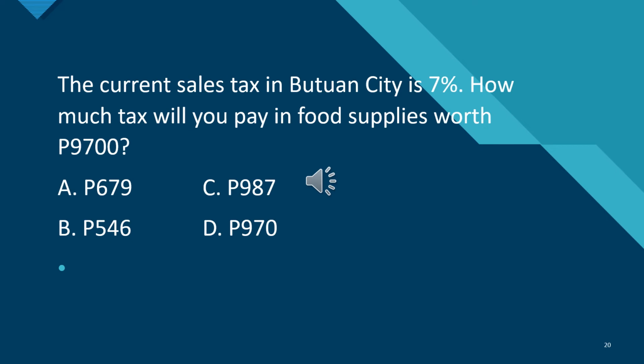For our next problem, it says here, the current sales tax in Butuan City is 7%. How much tax will you pay for food supplies worth 9,700? A 679, B 546 pesos, C 987, or letter D 970 pesos.